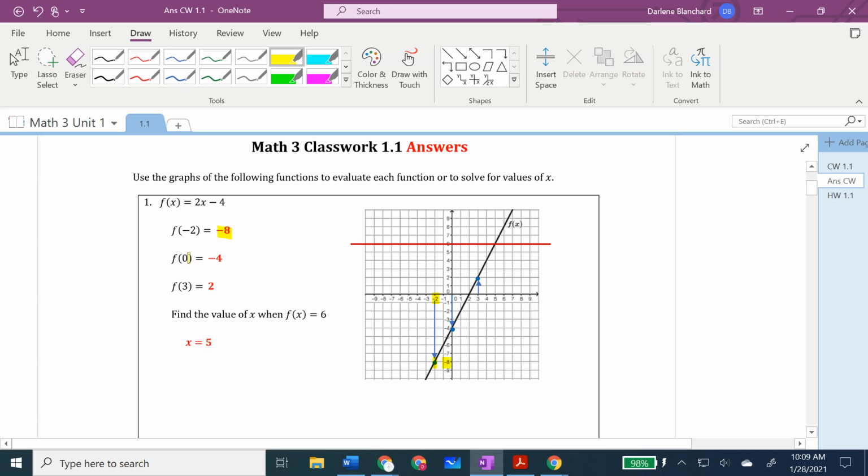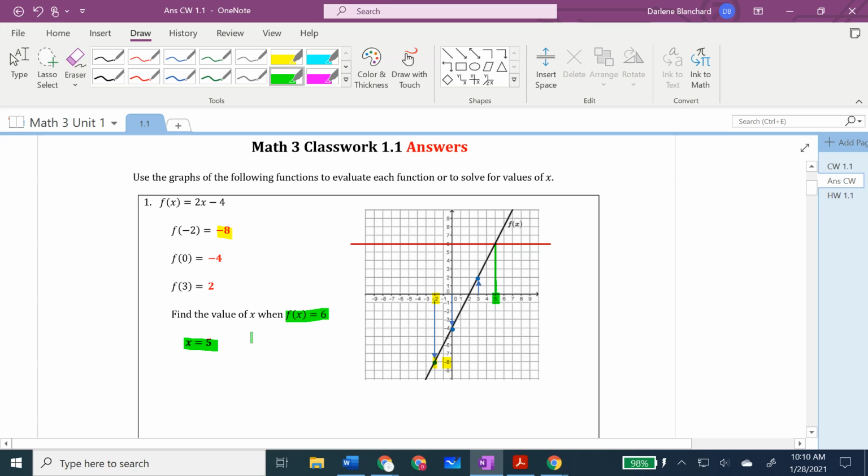And then you're doing the same thing with f of 0 and f of 3, looking at these other two blue arrows. Then for finding the value of x when f of x is equal to 6, what you want to do is draw a line at y equals 6, because f of x is representing y. So I've got the line y equals 6. And then you're looking at what is the x coordinate of that intersection. So it intersects the line at x equals 5. So x equals 5 is the value of x when f of x equals 6.